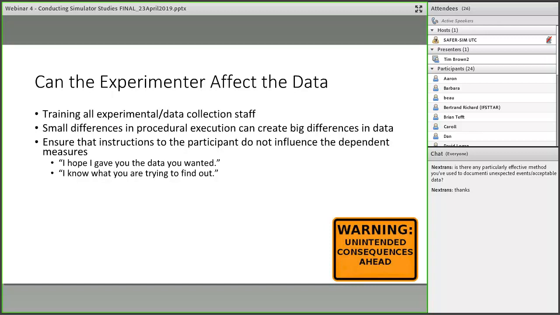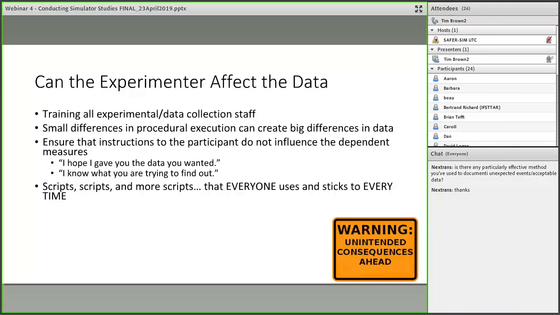And if drivers think they are trying to figure out what you're trying to find out, they may change their behavior in response to that, and they may be wrong, or they may be right, but it still is affecting the data that you're getting in the end. So you want to be very consistent, and you don't want to provide hints to what you're looking for to the participants as you're going through things. Scripts are very important for this.